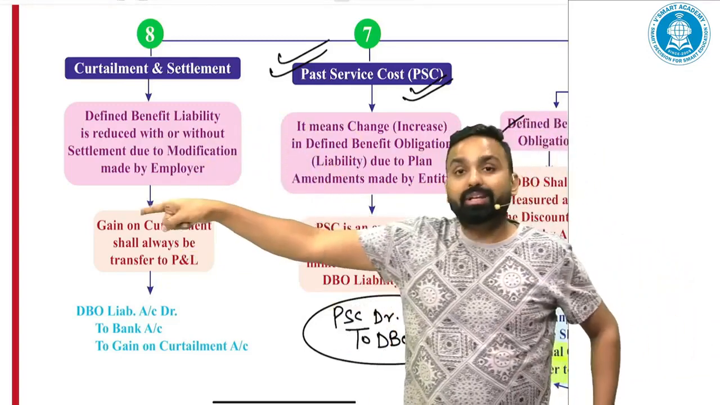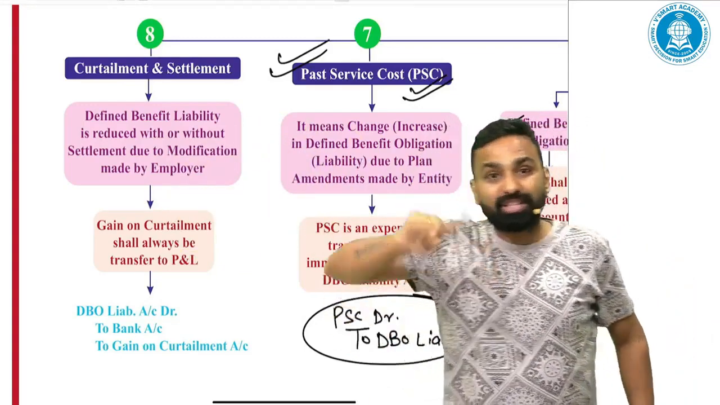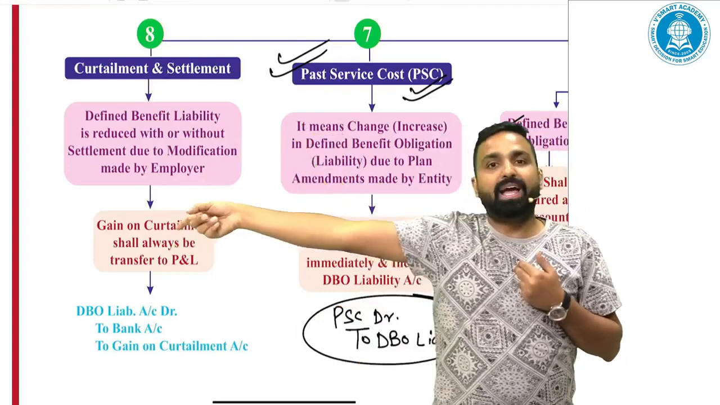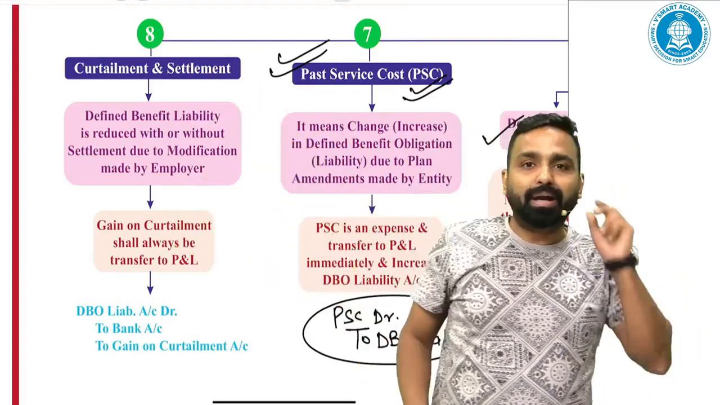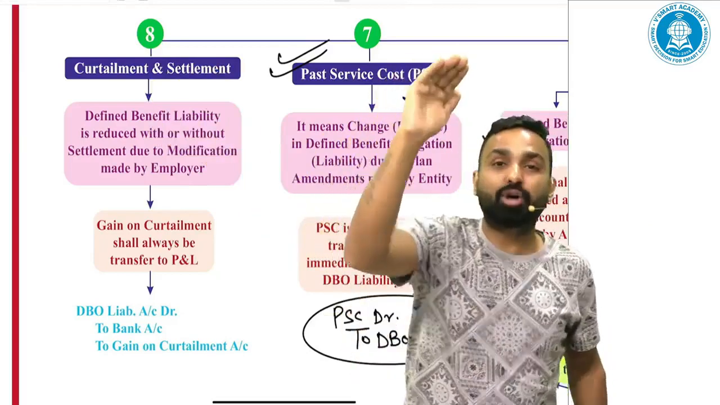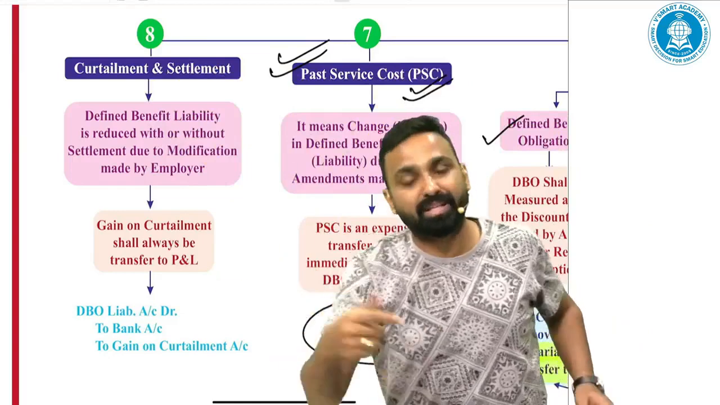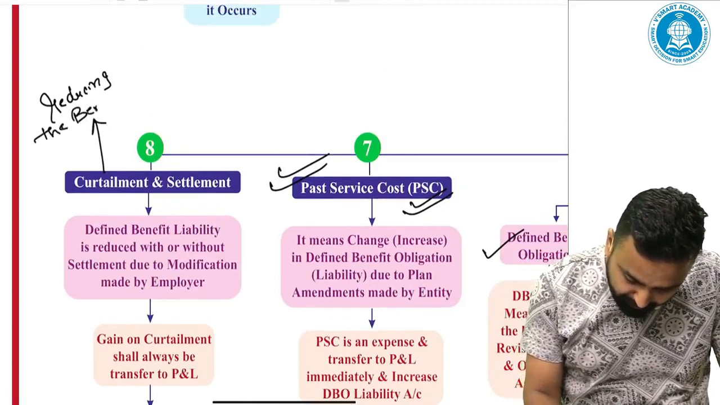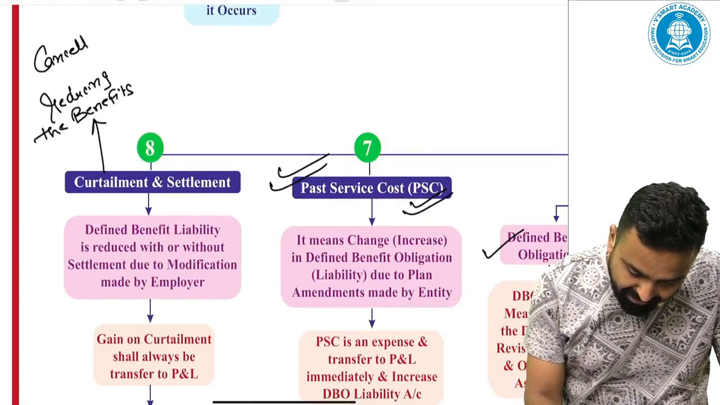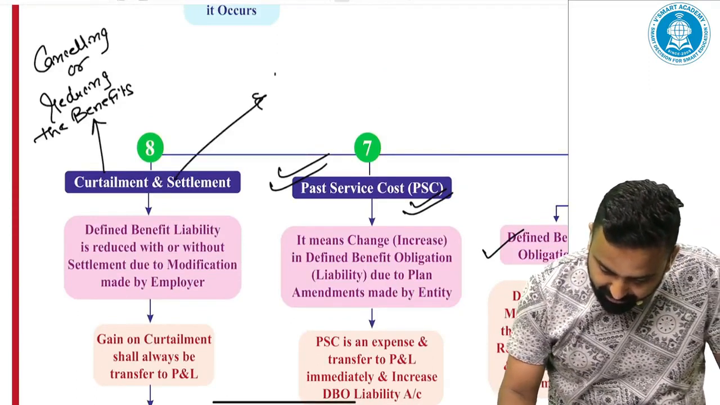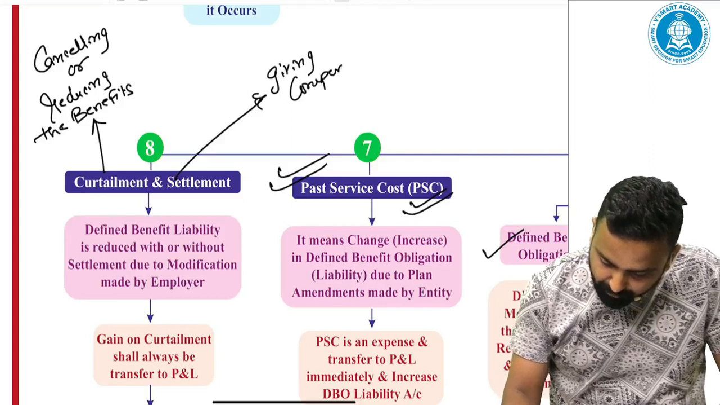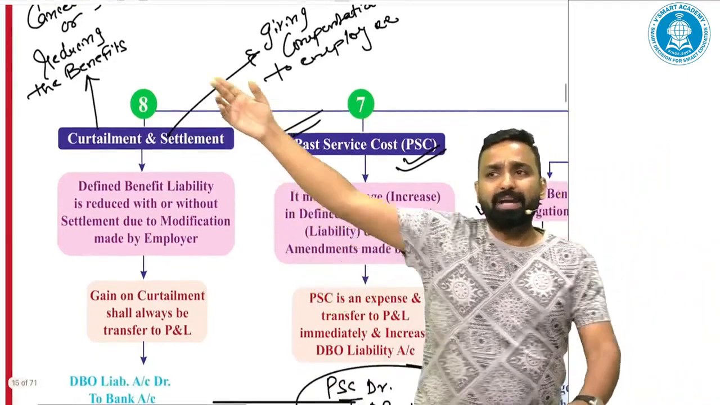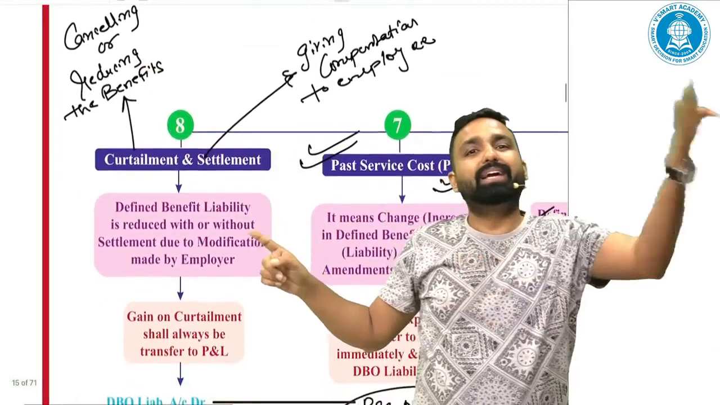But I am expecting that my Unit 3 employees will ask me for compensation in cash because I am cancelling their plan. So by shutting down the unit and cancelling their defined benefit plan, they will ask me for compensation. So under curtailment and settlement, curtailment means reducing the obligation, and settlement means giving them compensation. Curtailment means reducing the benefits, either cancelling or reducing. And settlement means giving compensation to employees. So it's quite simple. If I'm cancelling or reducing the benefit, the liability will be reversed.